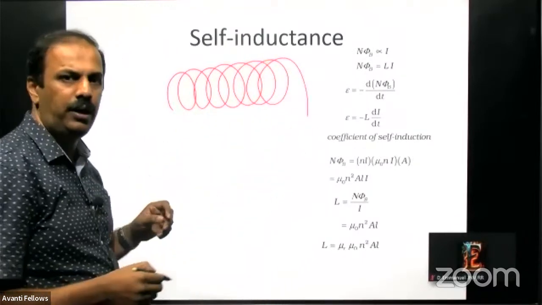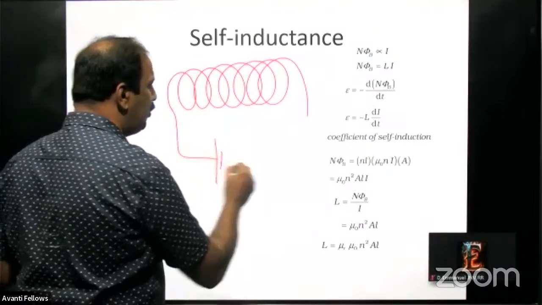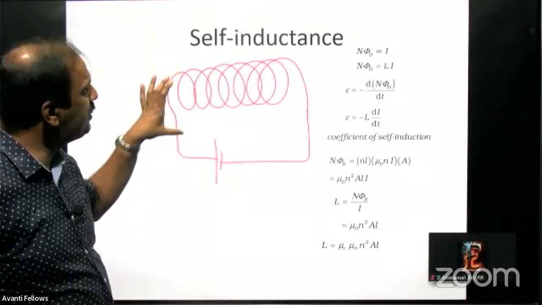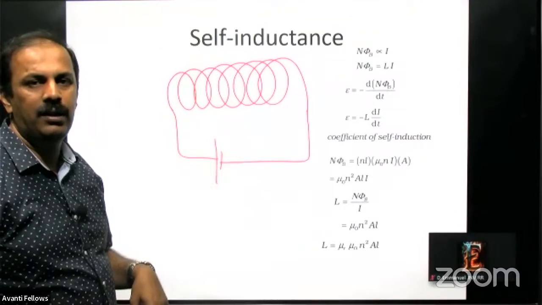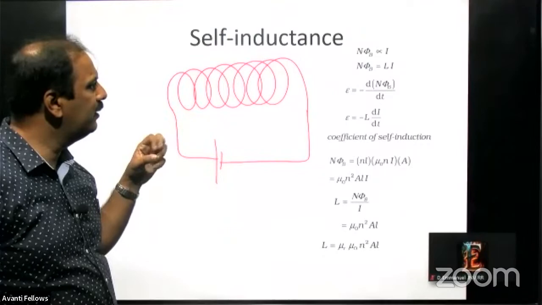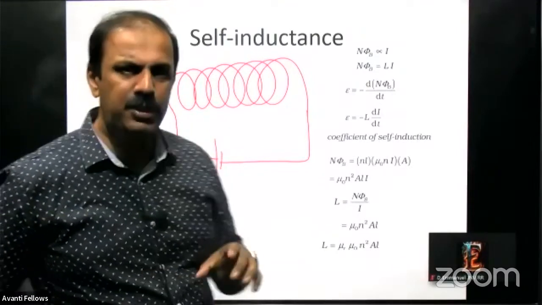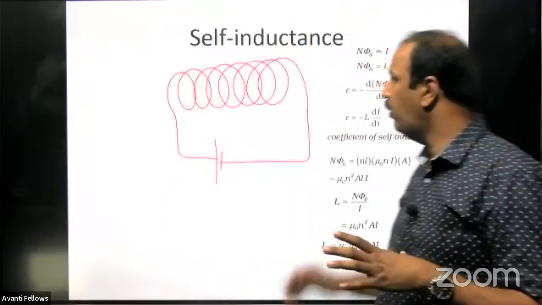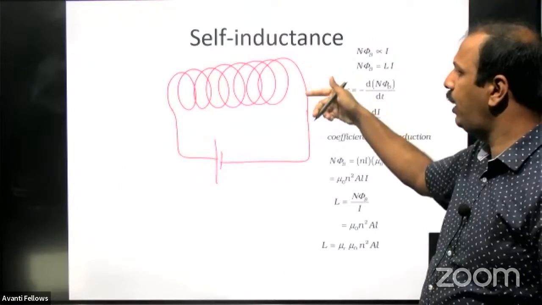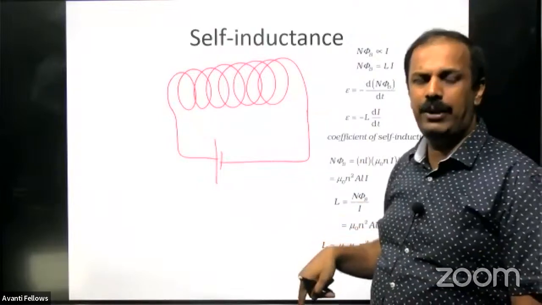We have a single coil, and what happens is, when a current is passing through this coil, an EMF is induced in the same coil. The EMF is induced in the same coil, so that is called self-induction. I think the concept is clear. That is, when we have a coil and the current is passing through this coil, and it induces an EMF in the same coil, that is called self-induction.